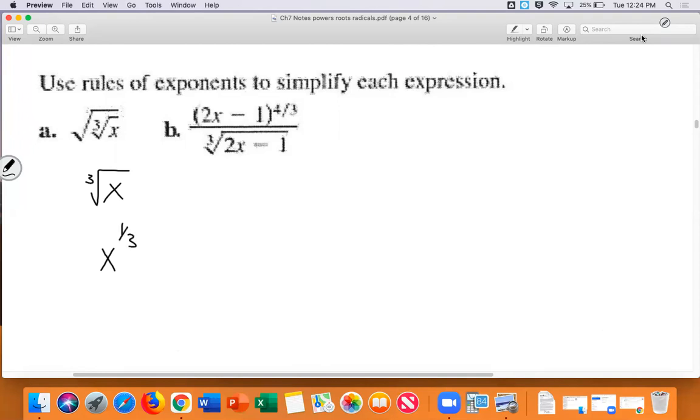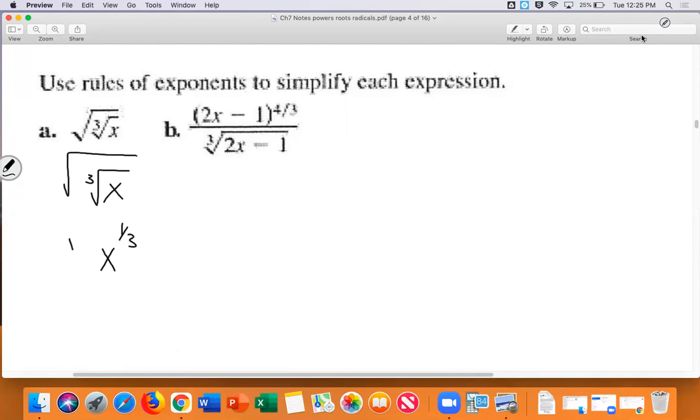Because when there's not a number outside, it's understood because the square root is understood to be like 2. And then earlier on, the reason it was with the x was because the x had an exponent of 2. So that's why it was like 2/3, because the x already had an exponent of 2. Here, the exponent of x is 1. So it's 1/3. Now, let's bring this piece back in.